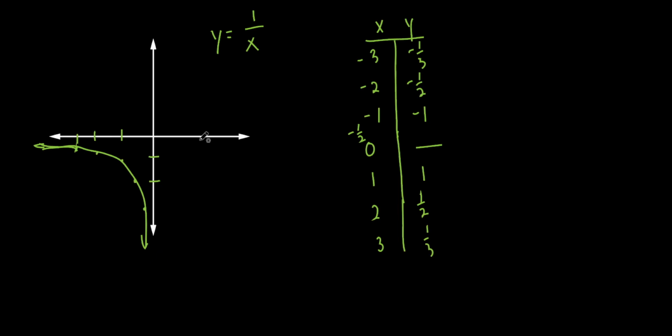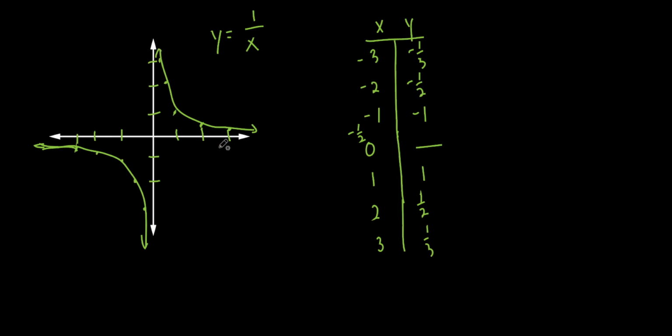Is that the only part of our graph? Now we got to do the positives as well. 1, 2, 3, 1, 2. All right? Again, 0, 0 is not a point. Now we could go 1, 1. That's fine. What if I put a 2 in there? I go to 1/2. What if I put a 3 in there? I go to 1/3. What if I put a 1/2 in there? I go to 2. What if I put a 1/3 in there? I go to 3. And it's going to look like this.